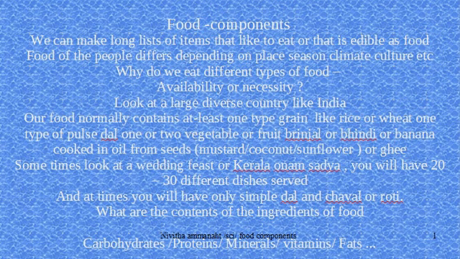So why do we eat different types of food? We eat different types of food depending upon the season, climate or culture. What people in India eat and what people in Africa eat may not be the same. What people in America eat and what people in Europe eat are different. This is because of different place, different season, different climate, different culture. Mostly, we eat different types of food based on availability and necessity.